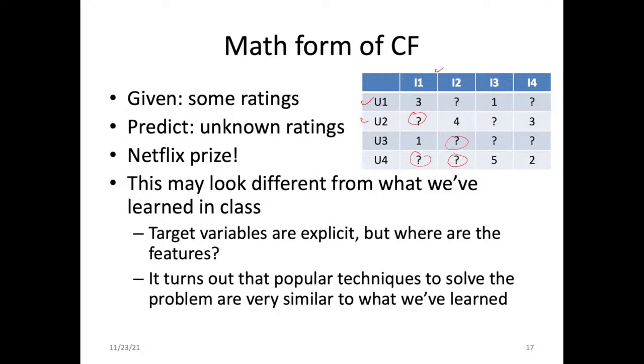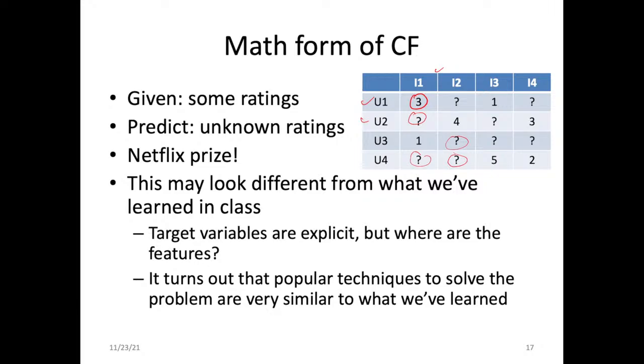So this setting looks a bit different from what we have introduced so far, right? For most of the time we introduced supervised learning. For supervised learning, we need to have features and targets as training data and test data. Here the target is obvious: you want to predict these ratings. That's the target. But where are the features? It seems that there are no features here.